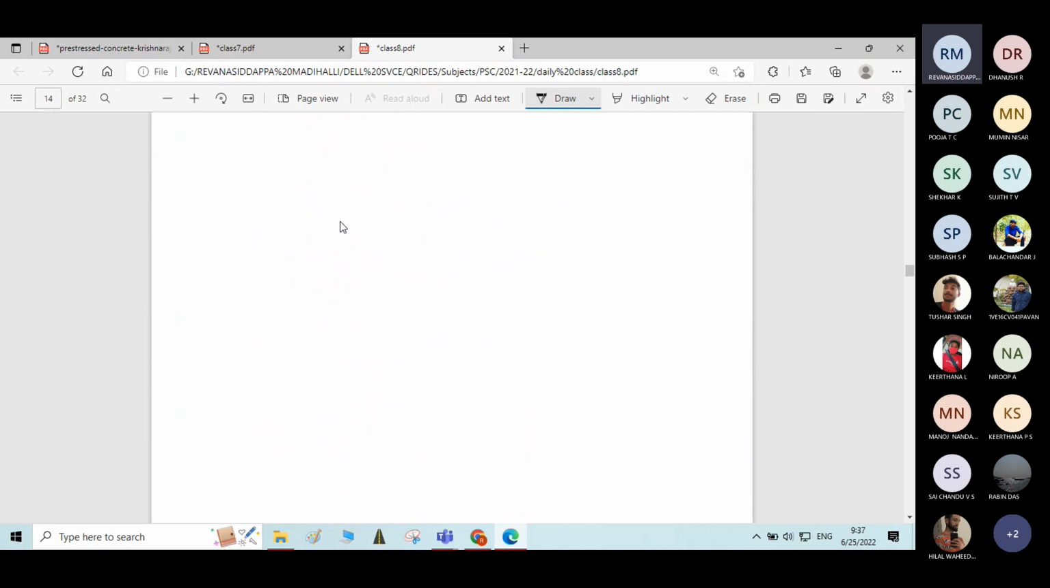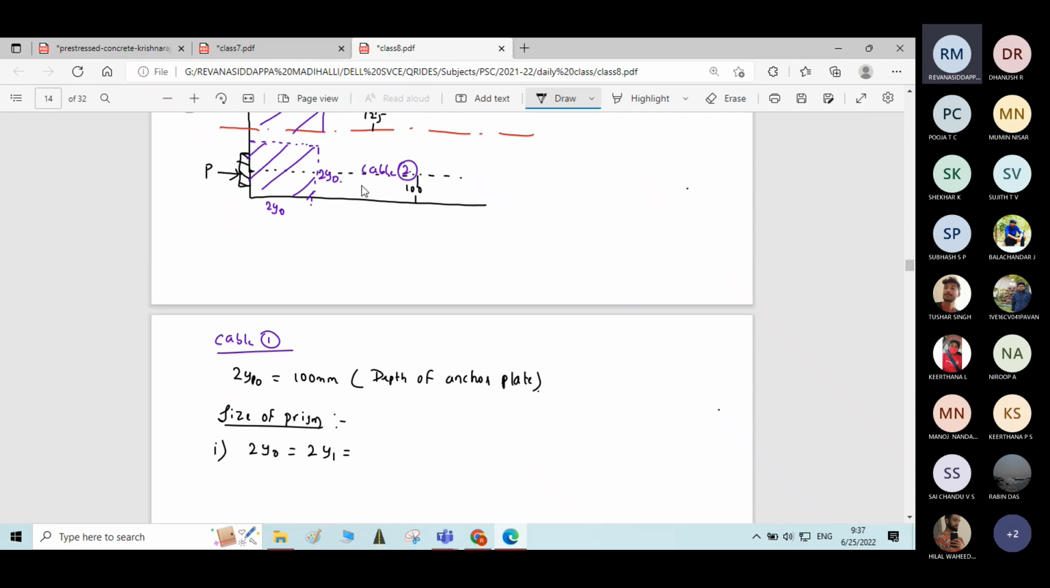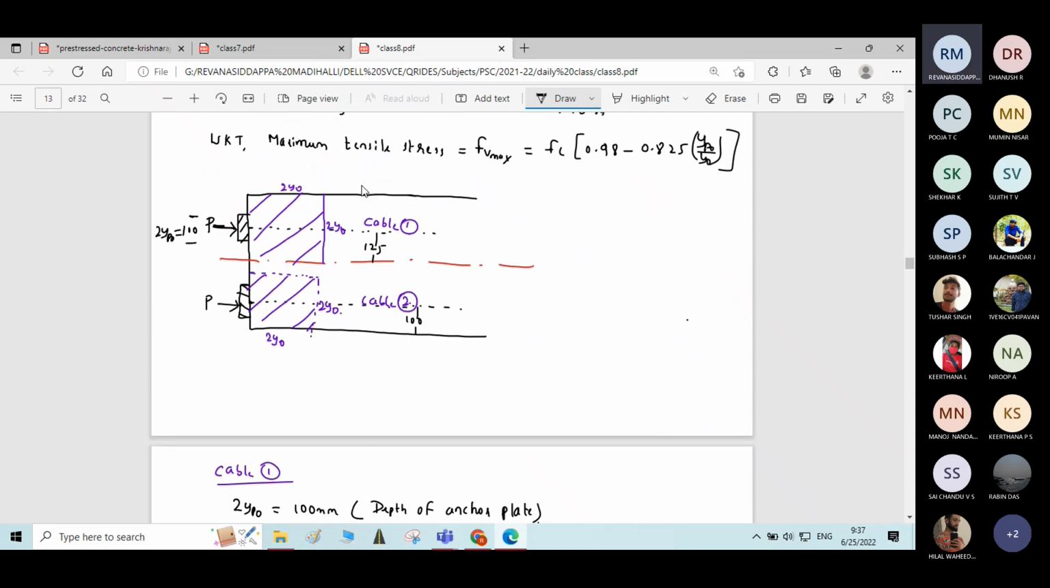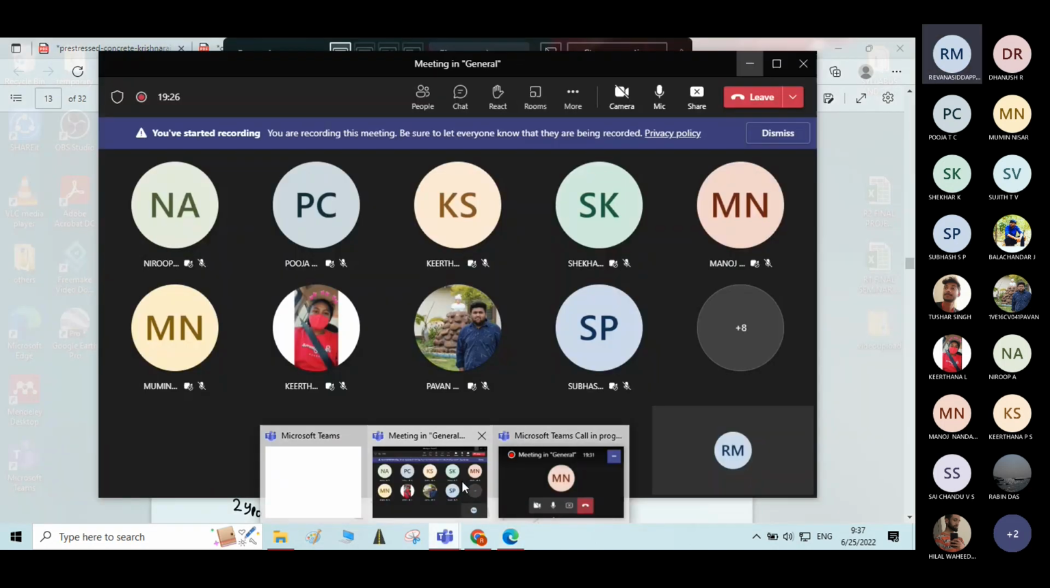There are two different calculations that we need to perform. First calculation: 2y0 is equal to 2y1, where y1 is the distance of the nearest extreme fiber from the cable, or from the center of the plate.